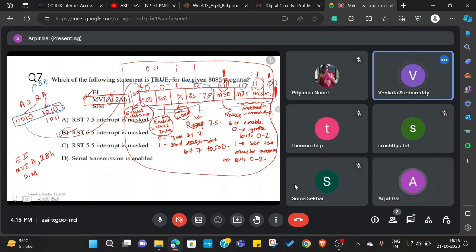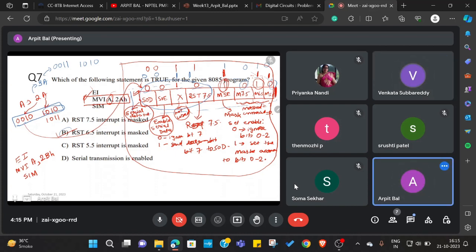So for 3A, we will have 0, 0, 1, 1, and A is 1, 0, 1, 0. Correspondingly, you can place the bits here: 0, 0, 1, 1, and the rest is 1, 0, 1, 0. If it is 0, then we don't need to bother about these two, and this bit is unused. So let us look at the last bit, that is 1. It means that RST 7.5 is going to reset.